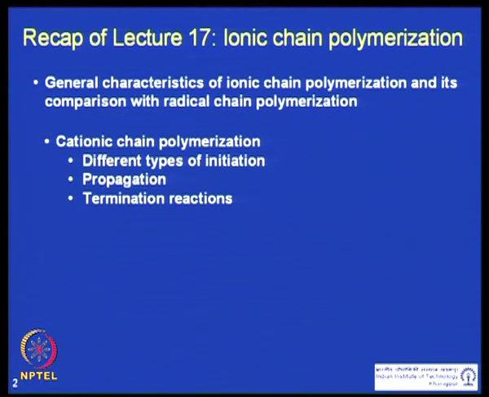Now, let us just quickly recap what we covered in the last lecture on ionic chain polymerization. We talked about general features, or the characteristics, of ionic chain polymerization and its comparison with radical polymerization. We talked about selectivity of the monomers, and about the importance of solvent polarity in case of ionic polymerization. We talked about the nature of reactions, very fast reactions, and we also talked about the inherent difference in the termination reactions between radical chain polymerization and ionic chain polymerization.